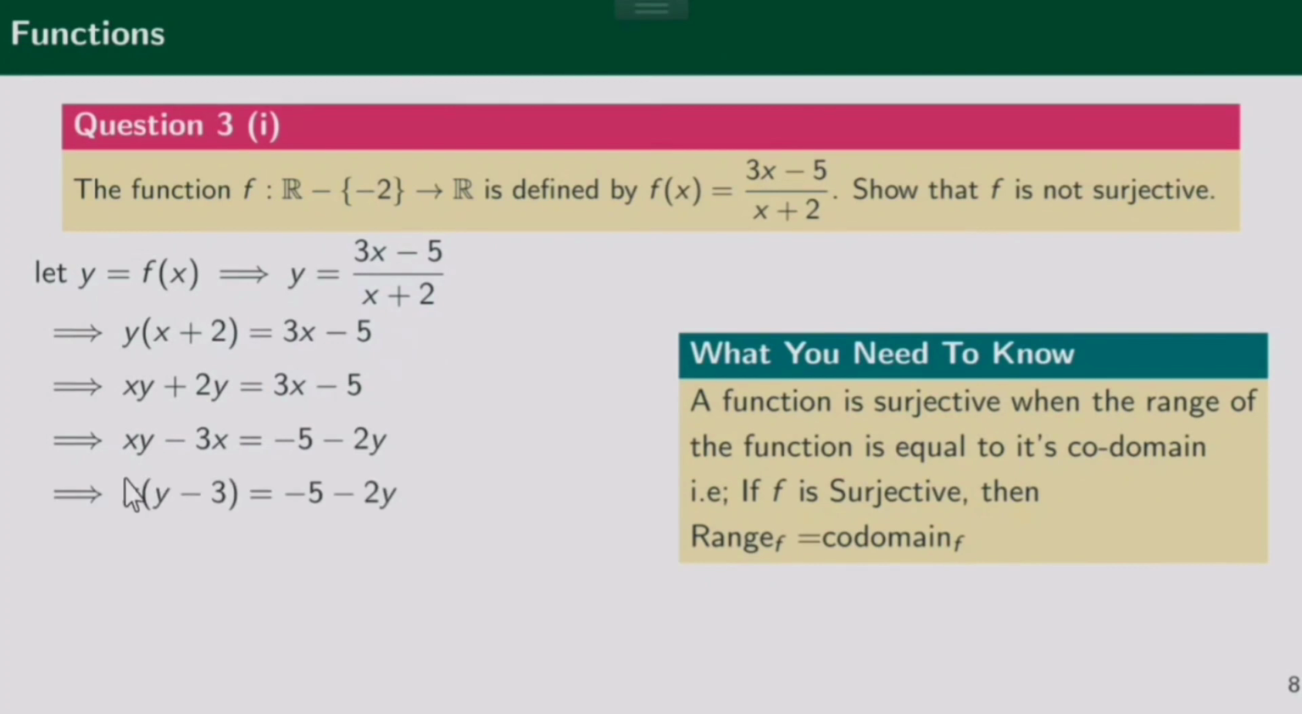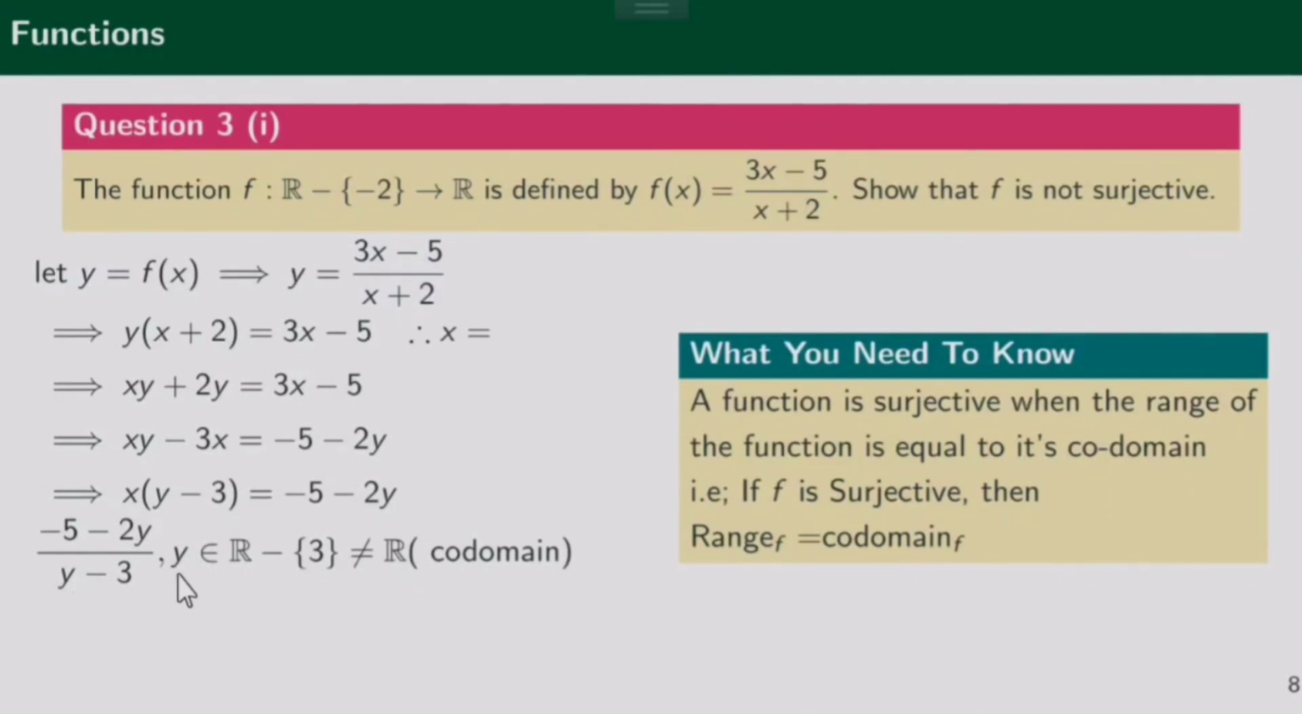x is common, so let me factor out x. I factor out x and I get x times y minus 3 is equal to negative 5 minus 2y. Dividing both sides by y minus 3, I have x is equal to negative 5 minus 2y divided by y minus 3. So we see that y can take all values except when this denominator is 0. To find the range of a rational function, just equate the denominator to 0. y minus 3 is equal to 0. You will see that y is equal to 3.